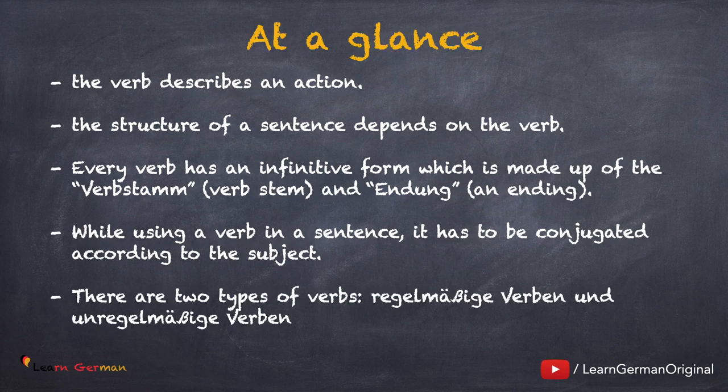There are two types of verbs: regelmäßige Verben und unregelmäßige Verben, regular verbs and irregular verbs. Both these types of verbs are conjugated differently. In regular verbs, the verb stem remains unchanged, whereas in irregular verbs, the verb stem changes. The endings are the same as per the subject.